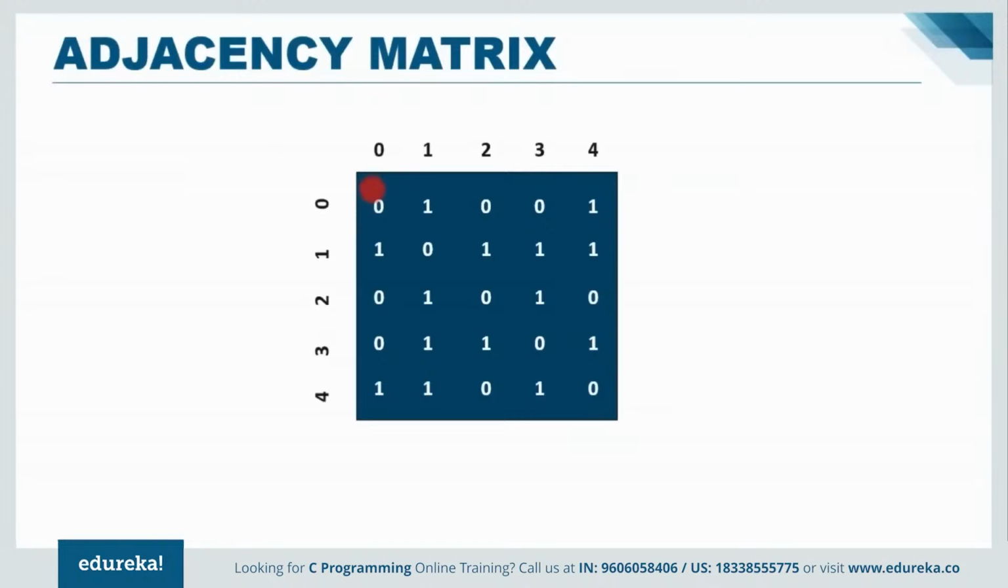So 0 to 0 there was no edge, so it is described as 0. And 0 to 1 there was an edge, so it is described as 1. And 0 to 2 we don't have a direct edge, so it is described as 0. Similarly to 3, and 0 to 4 we do have an edge, so it is described as 1. So this is how adjacency matrix works.